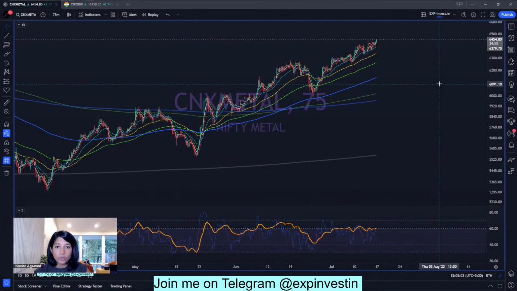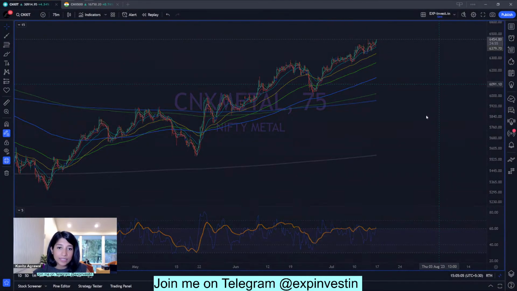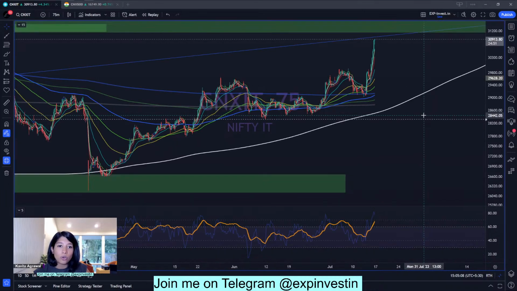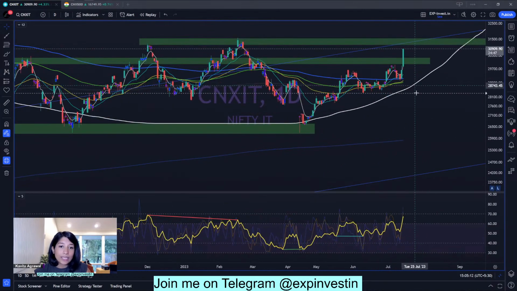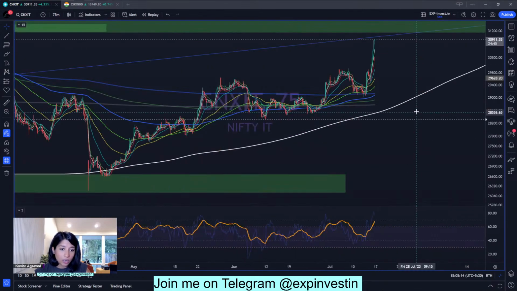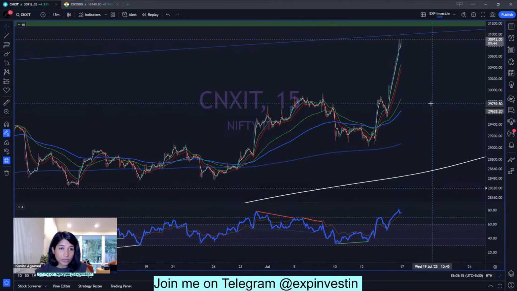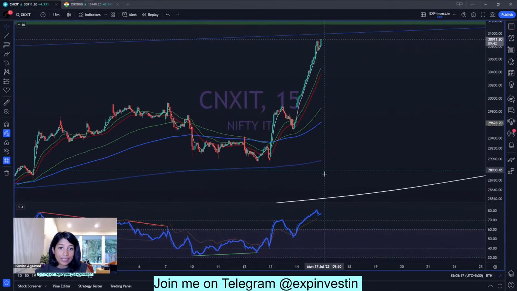Let's also take a quick look at the CNX IT chart and see whether it is a fresh breakout or is it an exhaustion rally. Okay, so the rally is very strong. It is not seemingly close to exhaustion, and it looks like it can sustain itself.